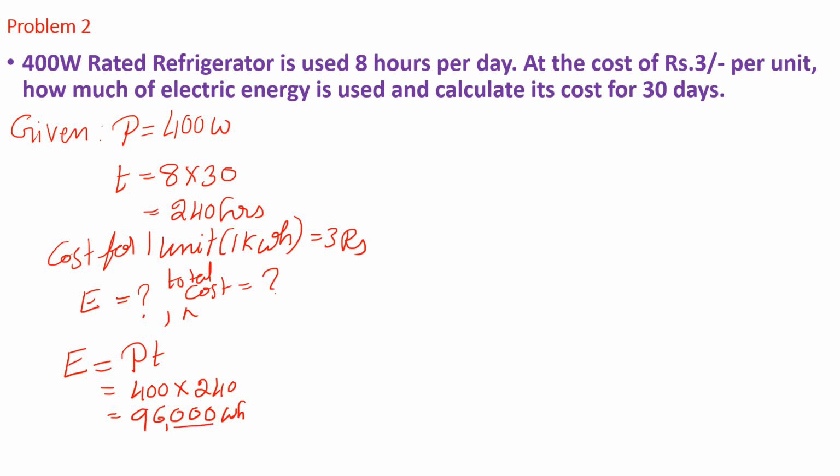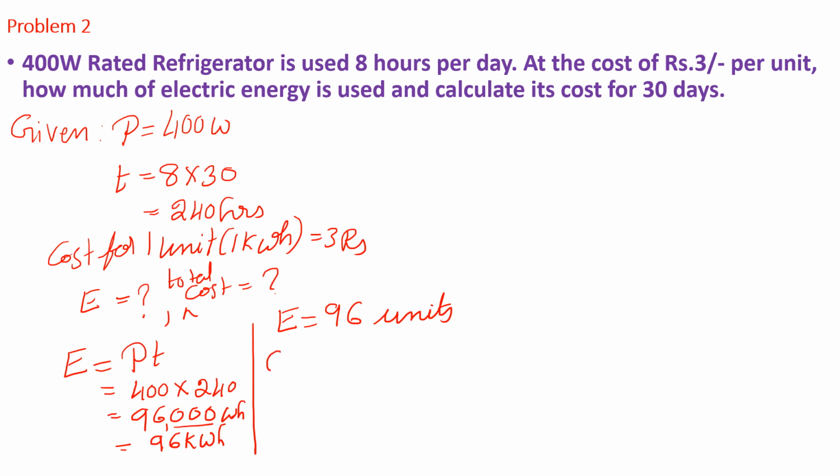So instead of writing 96,000 watt hours, I can write 96 kilowatt hour. So that is kilowatt hour. Next, the energy E is equal to, in other words, I can also write it as 96 units of energy is consumed.